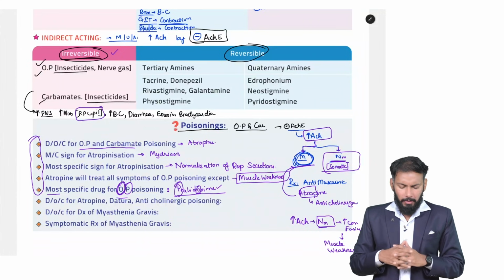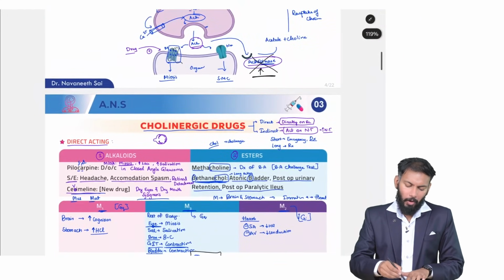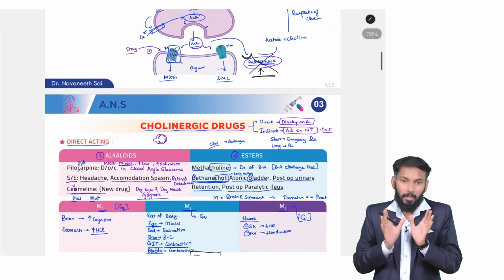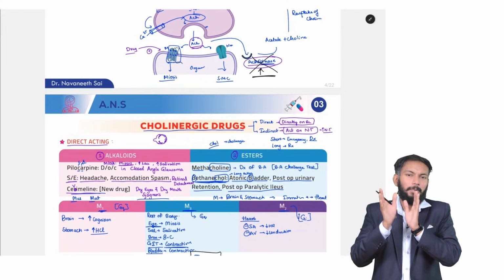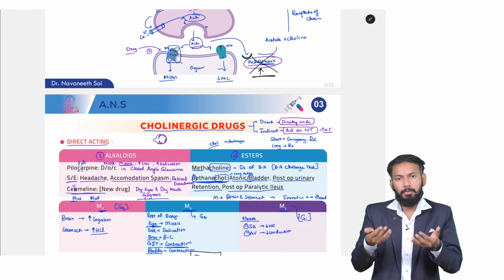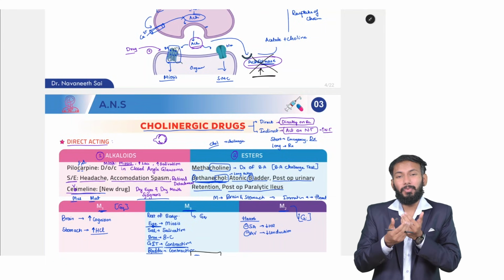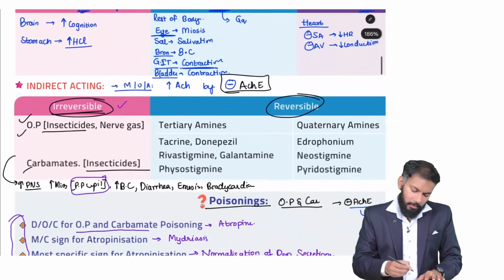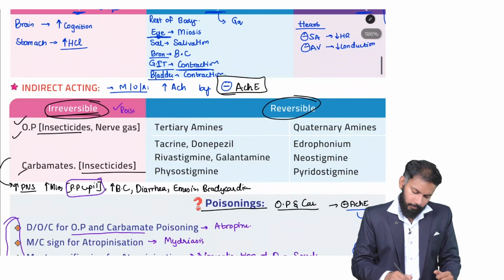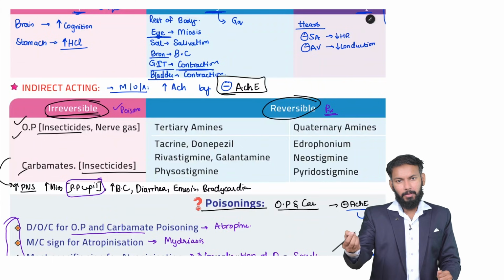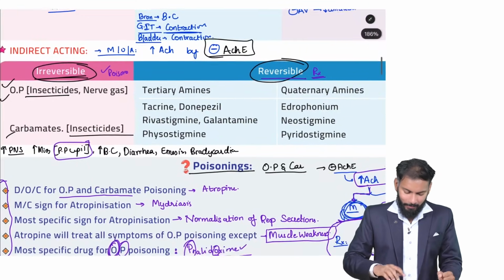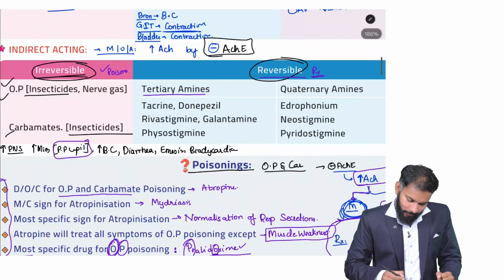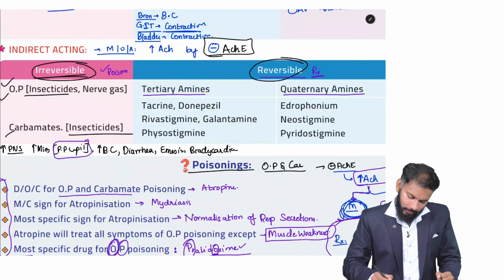Now coming to reversible. Reversible means it will block acetylcholinesterase for some period of time and then it will be normalized. So it increases the acetylcholine for some period of time, and it will give the function, so it is acting like a normal drug, so we can use it in treatment. So irreversible drugs here are poisons. Reversible drugs can be used in treatment. Now again in reversible we have two classes of drugs. Try to remember this. One is tertiary amines, the other one is quaternary amines.